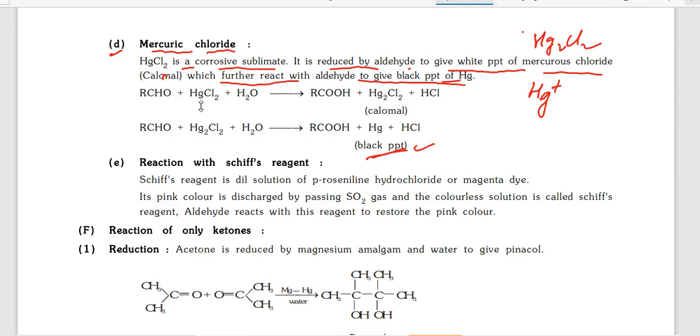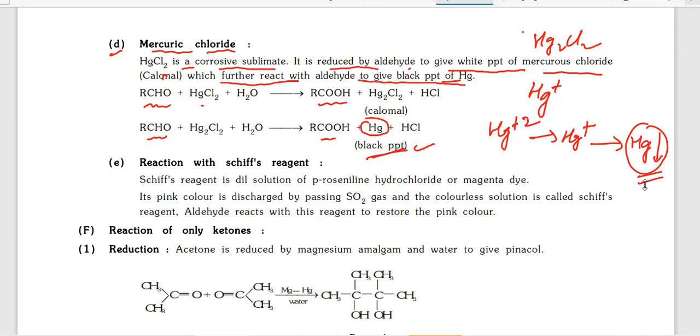See here, in the first step the mercuric chloride is forming mercurous chloride. In the first step also, the aldehyde is oxidized to carboxylic acid. Next, this calomel again oxidizes one more aldehyde into carboxylic acid. Finally, the mercuric Hg2+ is converted into mercurous, then further reduced to mercury. This mercury gives a black precipitate. So this is also one of the confirmation tests for aldehyde. It is given only by aldehyde.